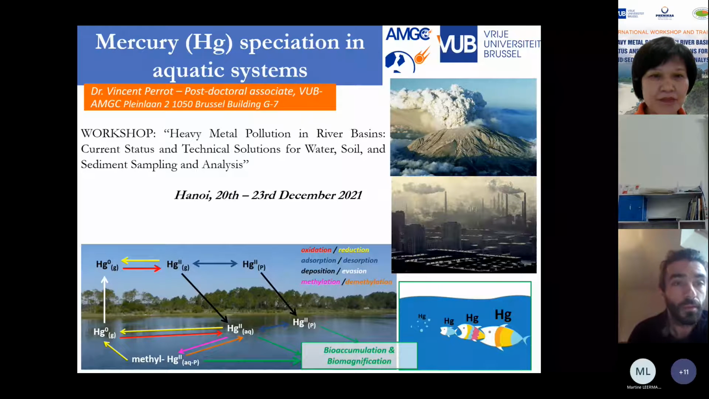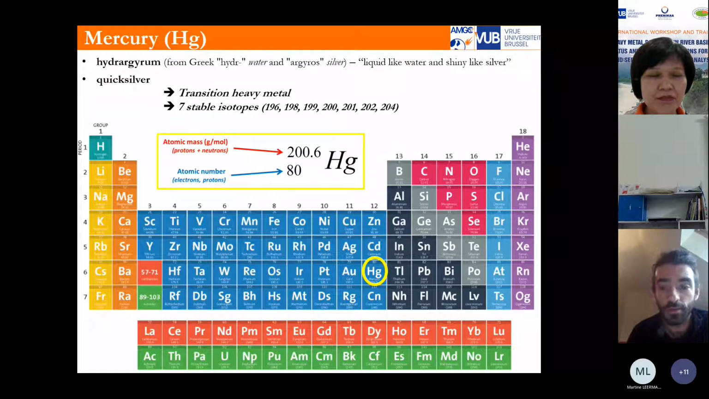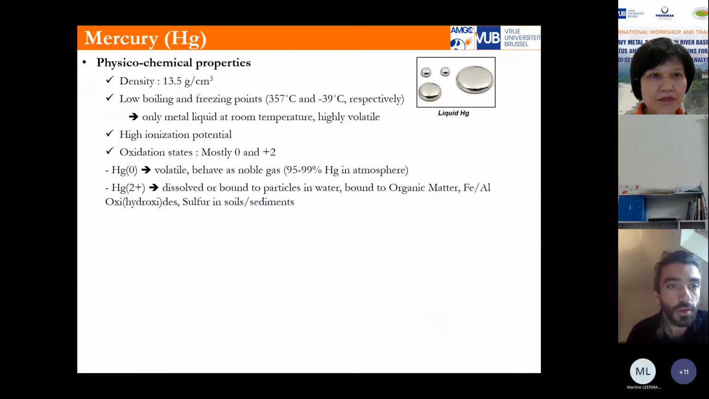So I guess you all know about mercury. That's a heavy metal, so I'm going to go quick on that. It's a very unique element, as you know, compared to other trace elements. And the feature is that you can find it as a volatile species in the atmosphere, mostly as volatile species. It can be oxidized too. And then in water systems or soils, it will be oxidized mercury mostly.